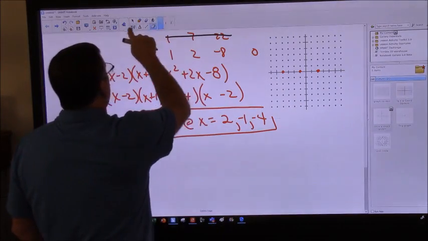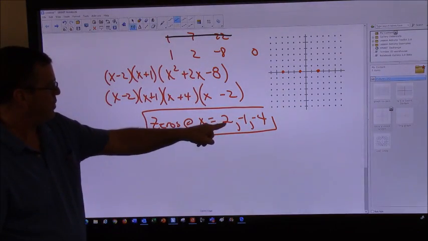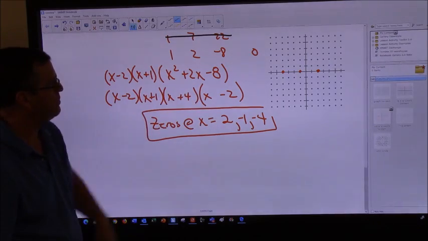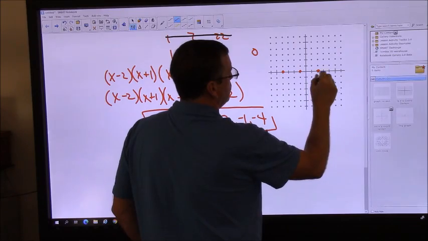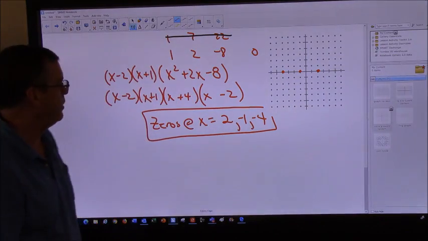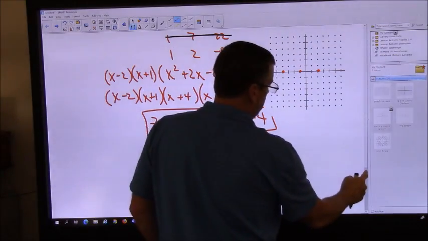And I also know that at x equals 2, because that happened twice, our graph is either going to go like this or like this. I'm not sure which one yet. I'd have to go back and look at the original function.